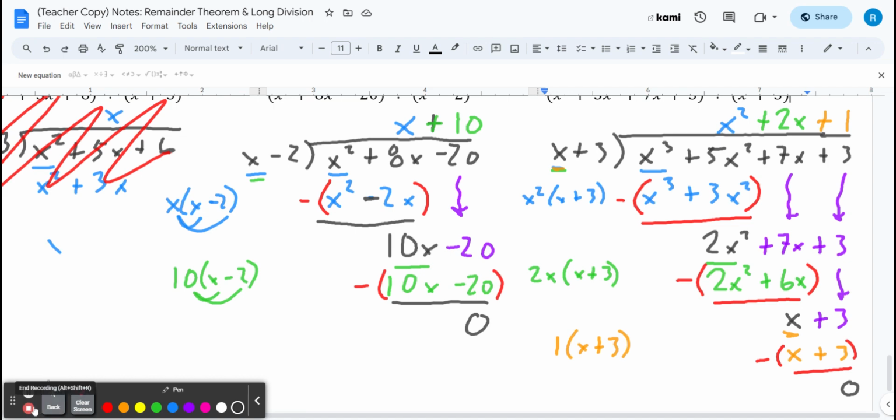So again, check these notes off with Mr. W. Have a quick conversation with him, then move into those practice problems and exit ticket.